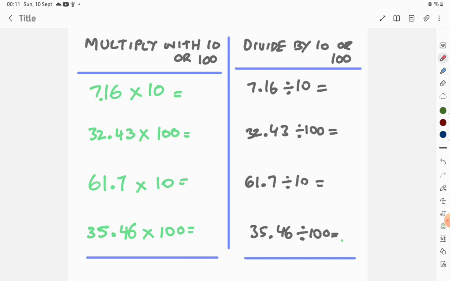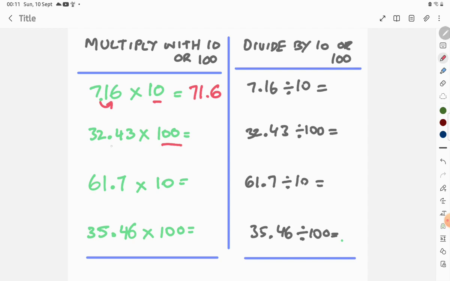So, okay, let's start. When you're multiplying a decimal number with 10, you look at the number of zeros in the number that you're multiplying with. If it's 10, then there's 1 zero. Then the decimal moves one place to the right. So it moves from 7.16 to 71.6. You look at the number of zeros, there's 1 zero here, and that means there's going to be one jump.